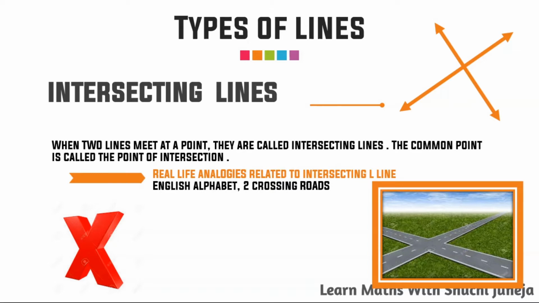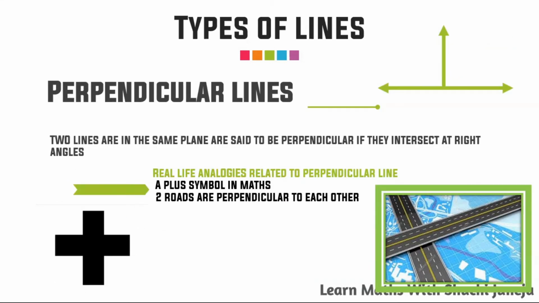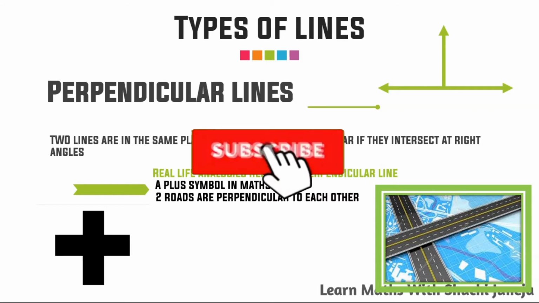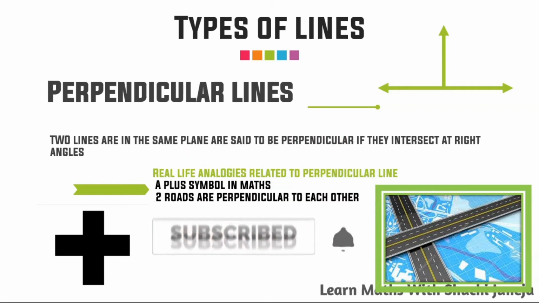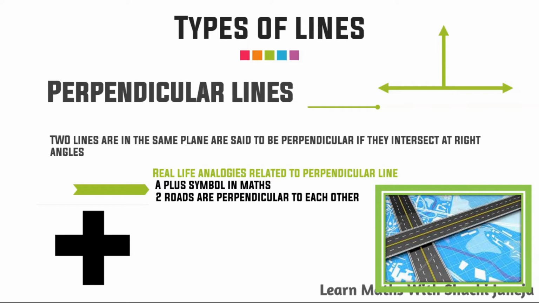When two lines meet at a point, they are called intersecting lines, and the point is called the point of intersection. Let's make a real life connect. You can see crossroads on the screen, or a multiplication sign or an X alphabet. These are best examples of intersecting lines. Then we have another kind of line, that is perpendicular lines. Two lines in the same plane are said to be perpendicular if they intersect at right angles. Let's make a real life connect. You can see a plus symbol or roads which are perpendicular to each other.